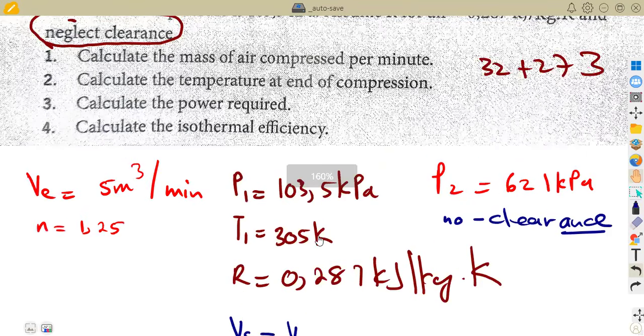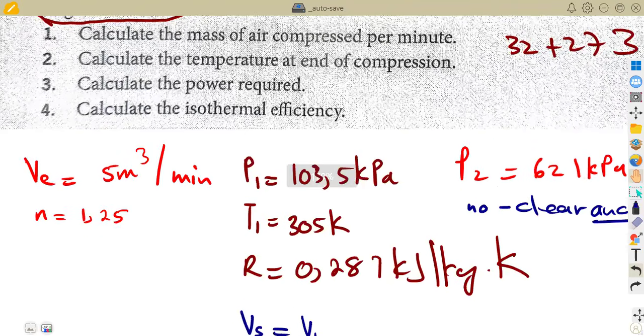So the question was on number 1. Take note. Calculate the mass of air compressed per minute.